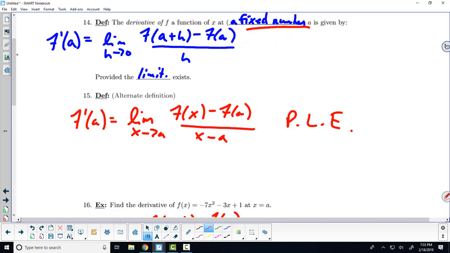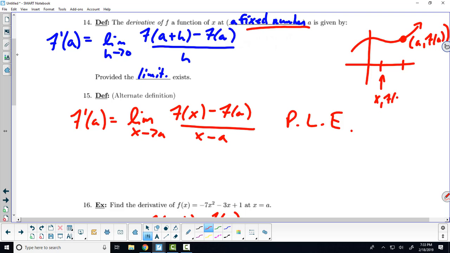So let's look at it like this, right? If I have some function here, and here's the ordered pair a comma f of a. I'm going to take some other point right here, x comma f of x. But I could also simultaneously talk about the distance between these 2 points. Their two x values are h apart from each other. So either x is approaching a, or h is approaching 0. Those two things are happening simultaneously, so they're the same idea. Any questions on that? Okay.